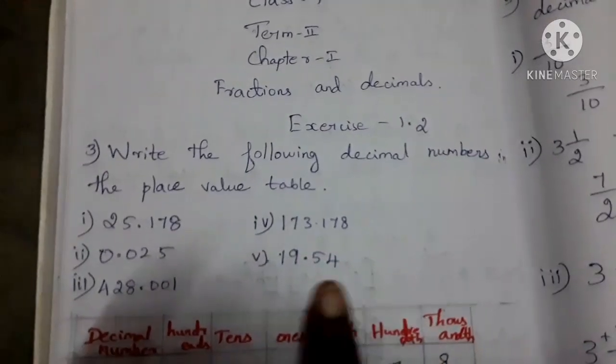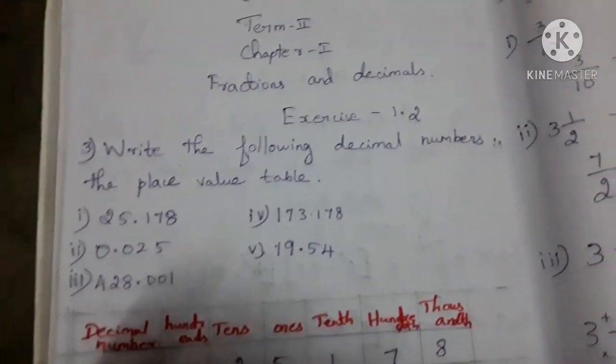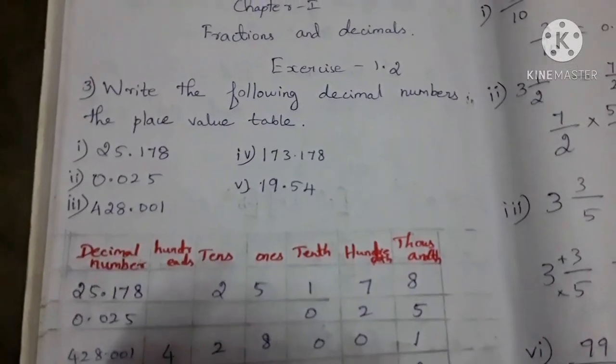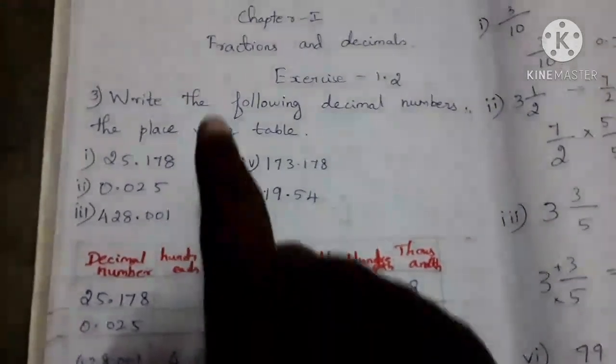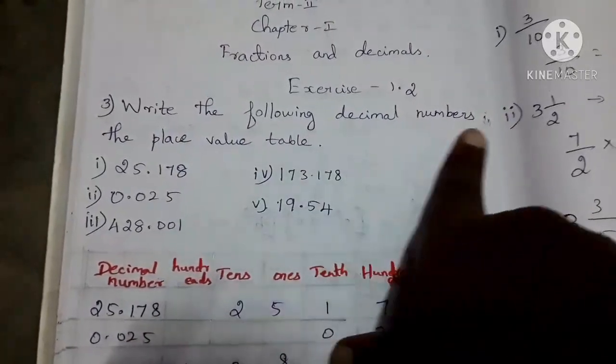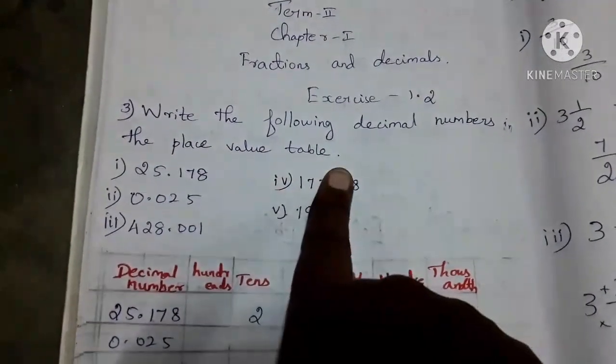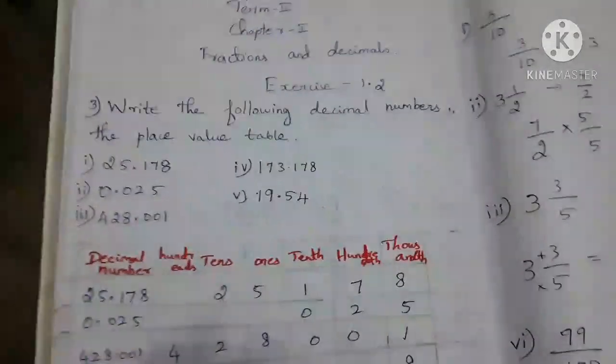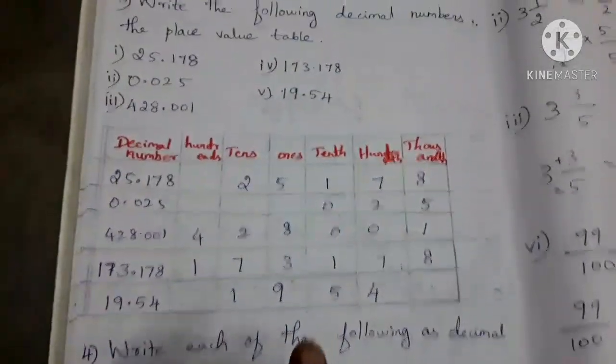First we revise the place value. Last class we studied the place value. So in the place value grid, we place the numbers. So today we are going to write the following decimal numbers in the place value table. They have given the decimal number, and we have to write it in the place value table.